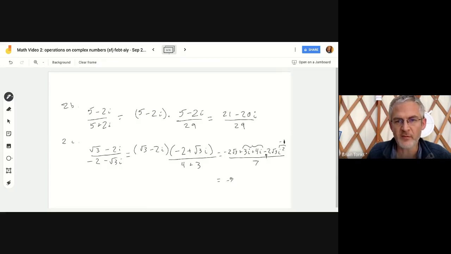So I end up with 0 for a real part. Let's do that out. Negative 2 root 3, these two would give me minus negative 2 root 3. Then here I have plus 7i.